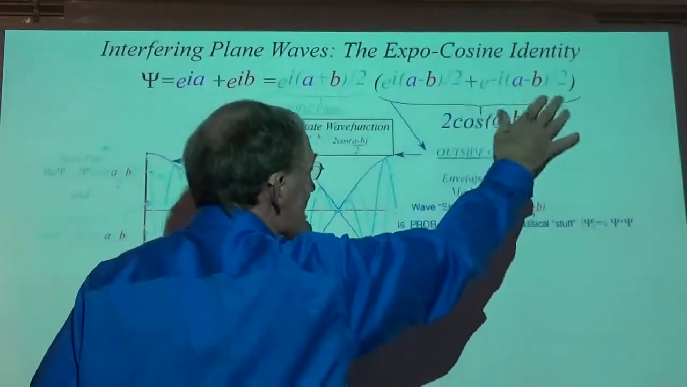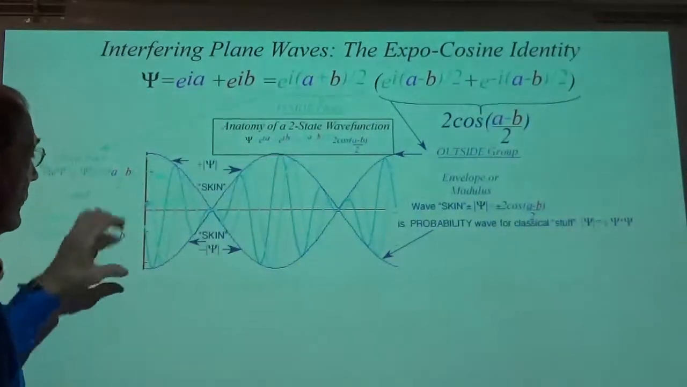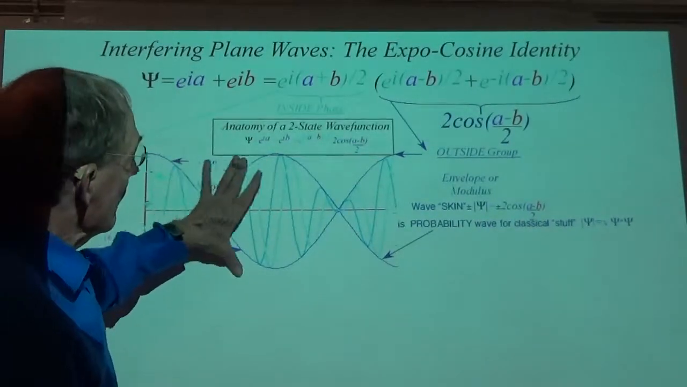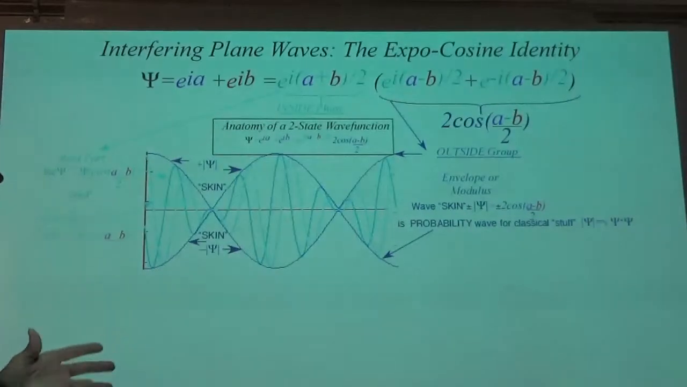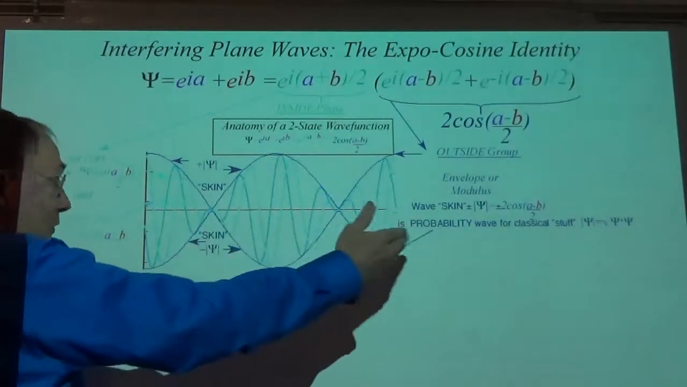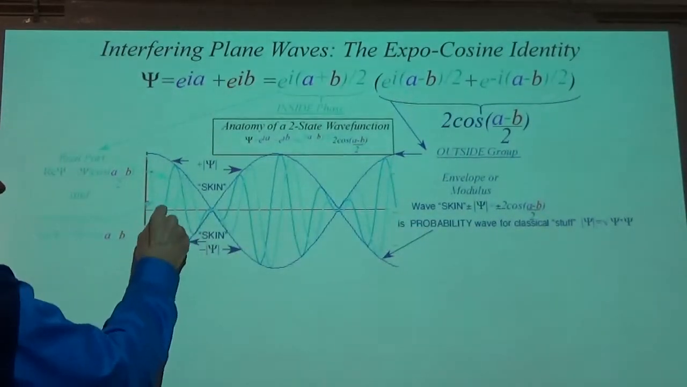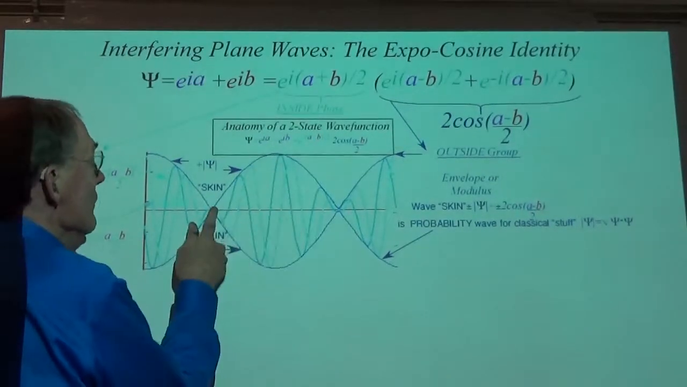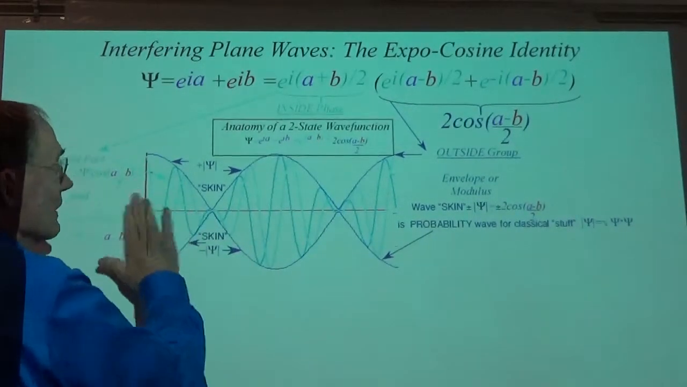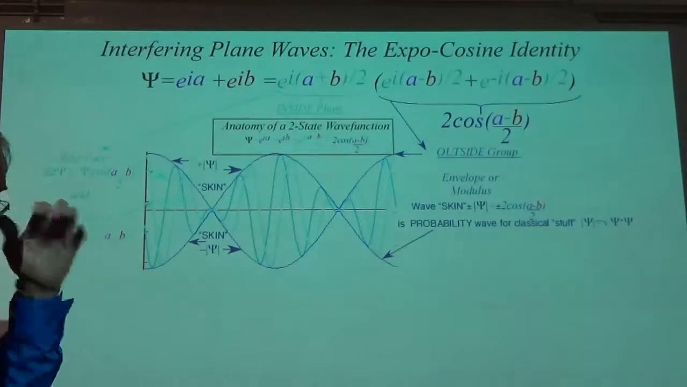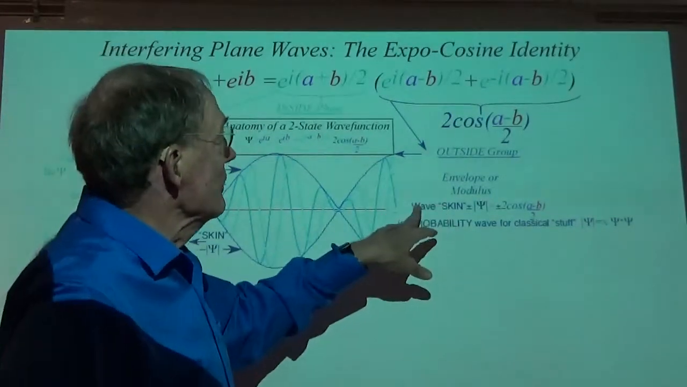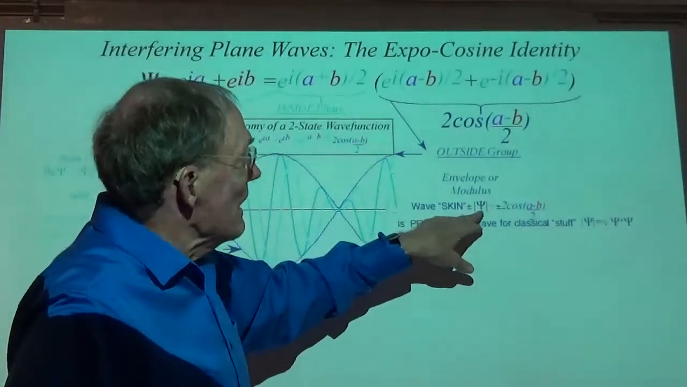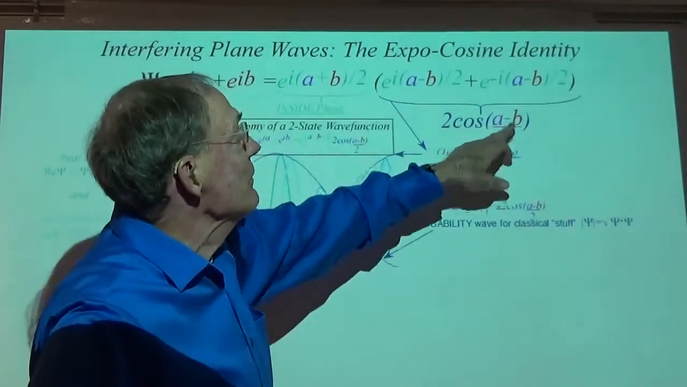And you're just going to be left with this. And so eventually, that's the thing you measure, and the square of that is a body count of, if it's a quantum mechanical particle finder, you're just going to have a pile of particles here, nothing right there, and then again and again, all around the ring, or whatever this space is. Okay? So, envelope or modulus, the wave skin, plus or minus the cosine of A minus B.